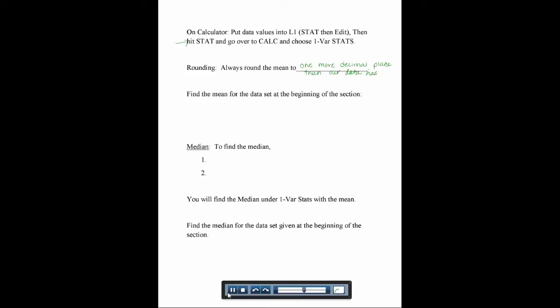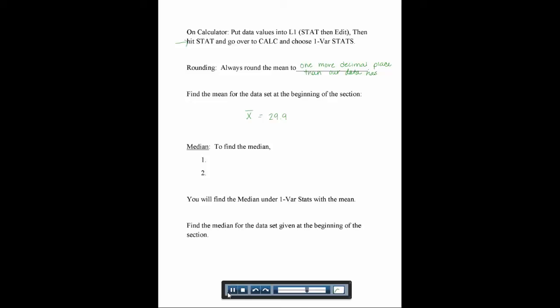To find the mean from the beginning of the section, we would add up those 20 numbers and divide by 20. You can also do this, like I said, by putting them into L1. When we do this, we get n equals 20. Since there were no decimal places on those values, we round to one decimal place. So the mean is equal to 29.9. That's all there is to finding the mean.